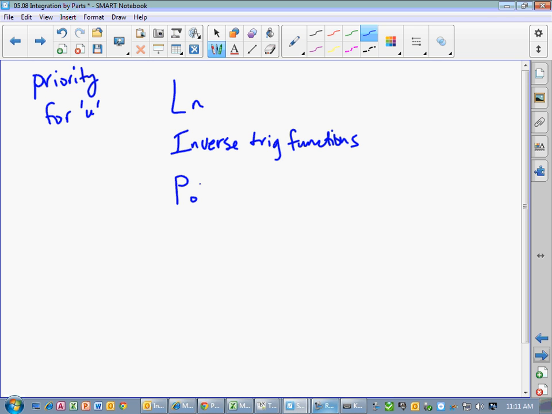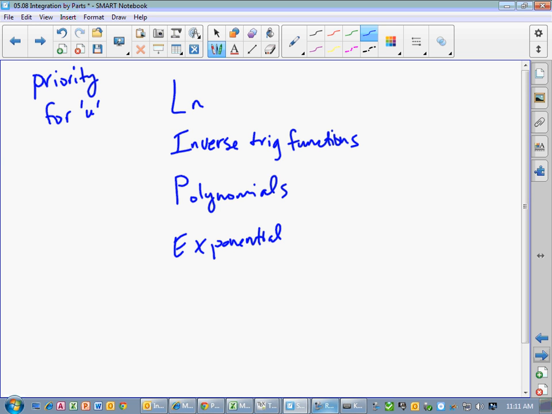Next priority is polynomials. So if there's no natural log and no inverse trig, your next choice for u is a polynomial. Now the derivative of that, of course, gets simpler, right? I mean, the derivative of 3x squared is 6x, the derivative of 6x is 6. So that'll go down to some constant level where it integrates. If you don't have any of those, exponential functions, so e to the x, but again, if e to the x is our u, the derivative of that is going to be e to the x, e to the x, e to the x. It doesn't simplify. So that's a last-ditch effort.